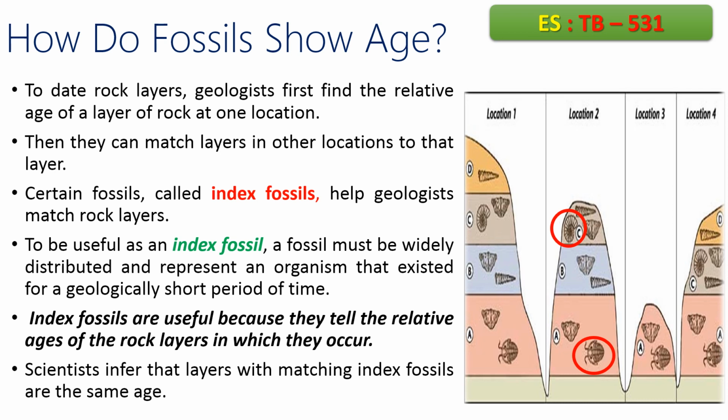Scientists infer that layers with matching index fossils are the same age. If you find particular fossils in location 1 that are similar to those in location 2, location 3, and location 4, they are considered index fossils. Geologists compare all the locations and infer that layers with matching index fossils are the same age.